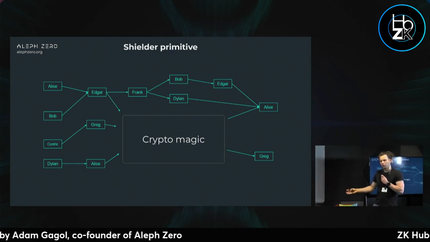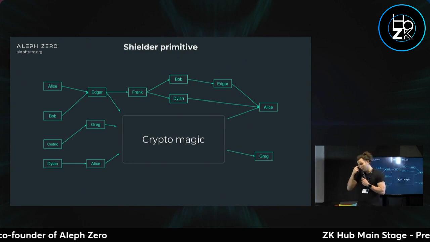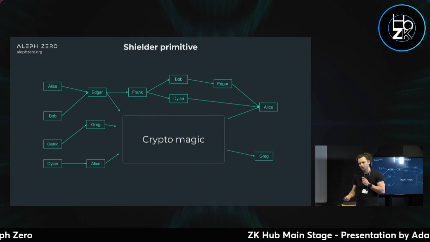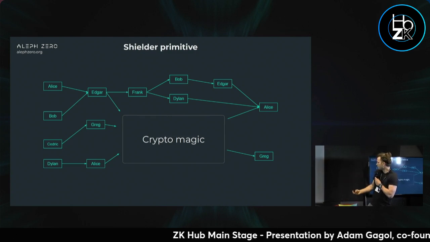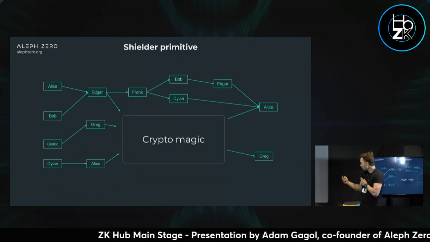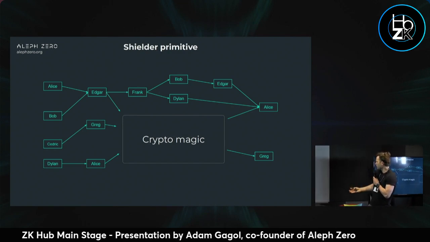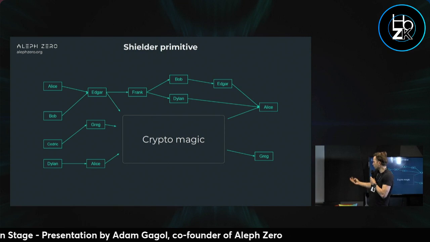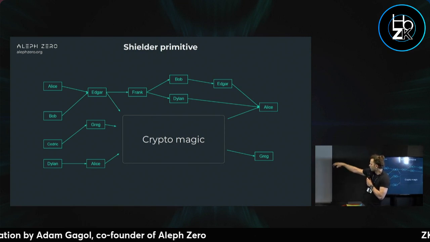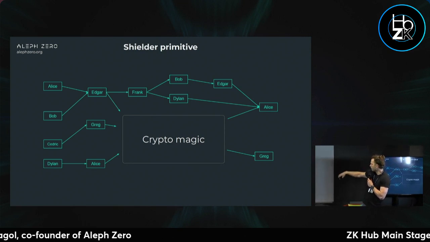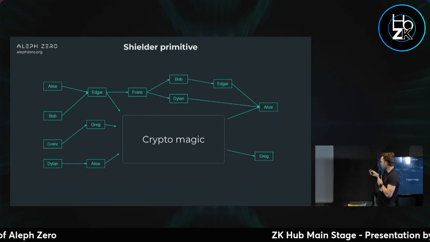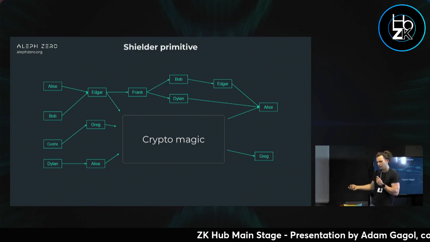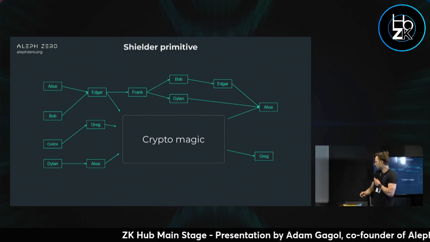I'm not going to go too much into details. We're on ZK Hub, so I assume everyone has some understanding of how this ZK-based privacy works. What's important for us, for the context of this talk, is how it looks from outside. Some of the deposits are entering this crypto magic world, some are leaving, and whatever happens inside is obfuscated from the outside observers.